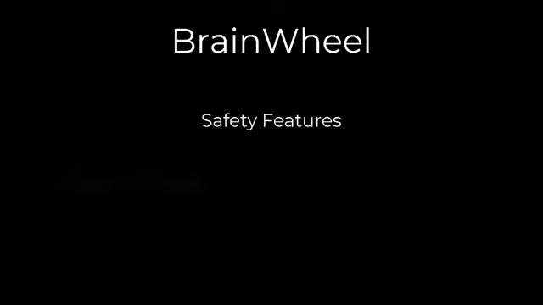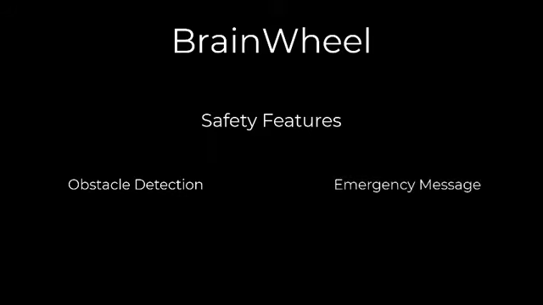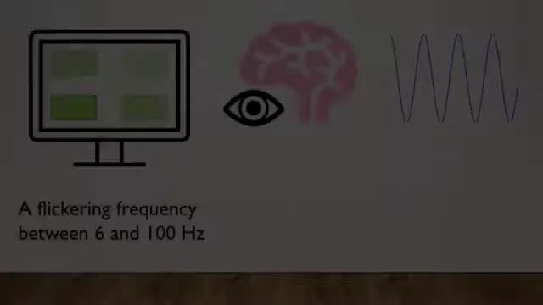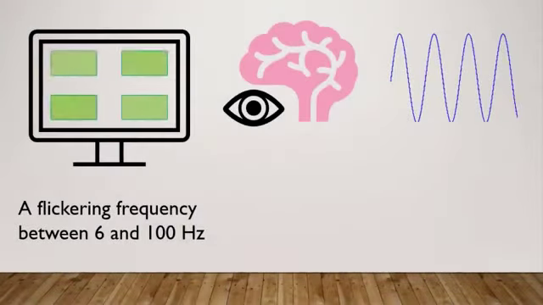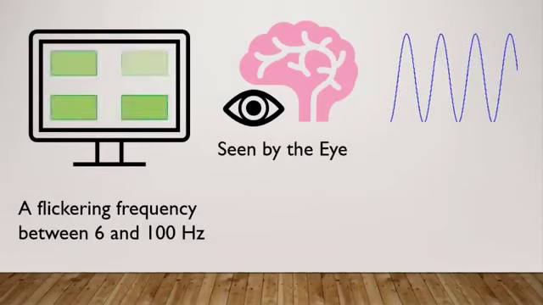One of those features is the obstacle detection and avoidance, as the chair stops when there is an obstacle in front of it. Another feature is that in case of any system faults, an emergency message will be sent to the user's caretaker. This is a short video explaining the main idea of the project.